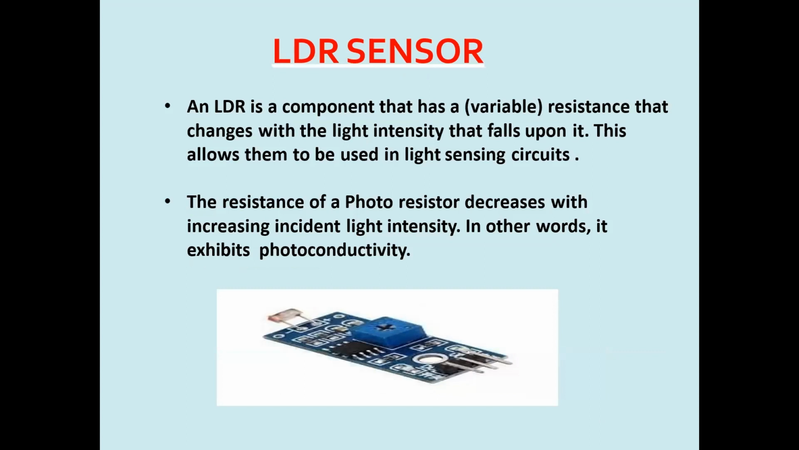And here is an LDR sensor. This sensor is used to sense values, and it changes with the light intensity that falls upon it. The resistance of a photoresistor decreases with increasing light intensity.